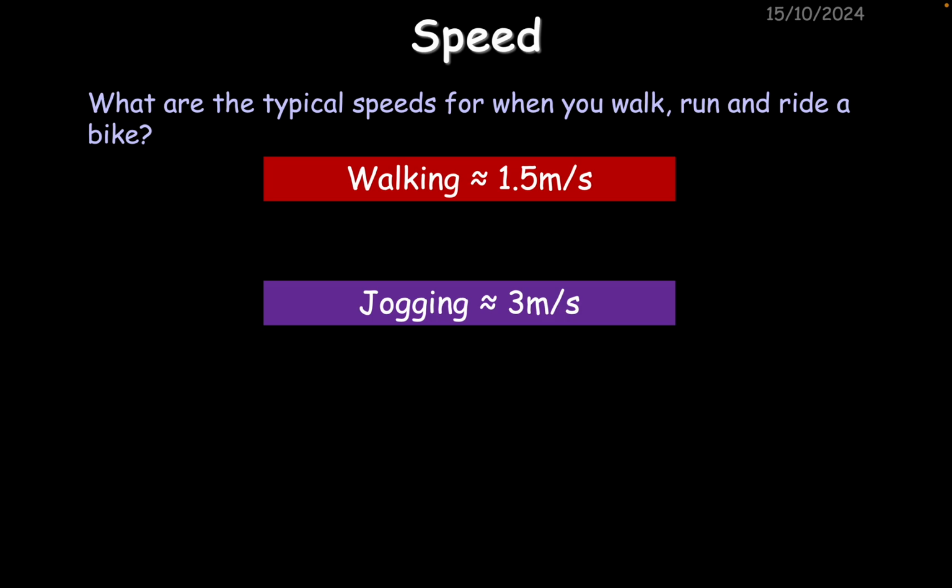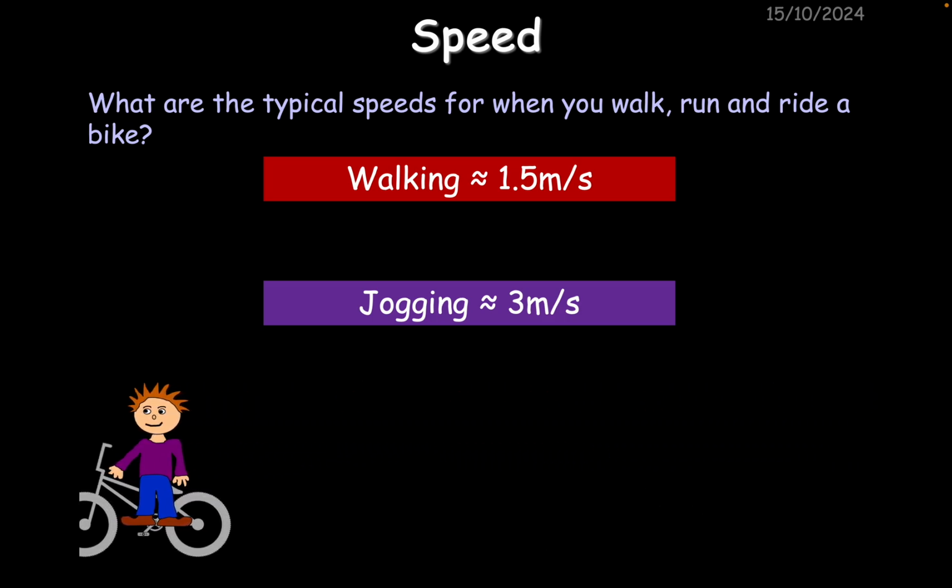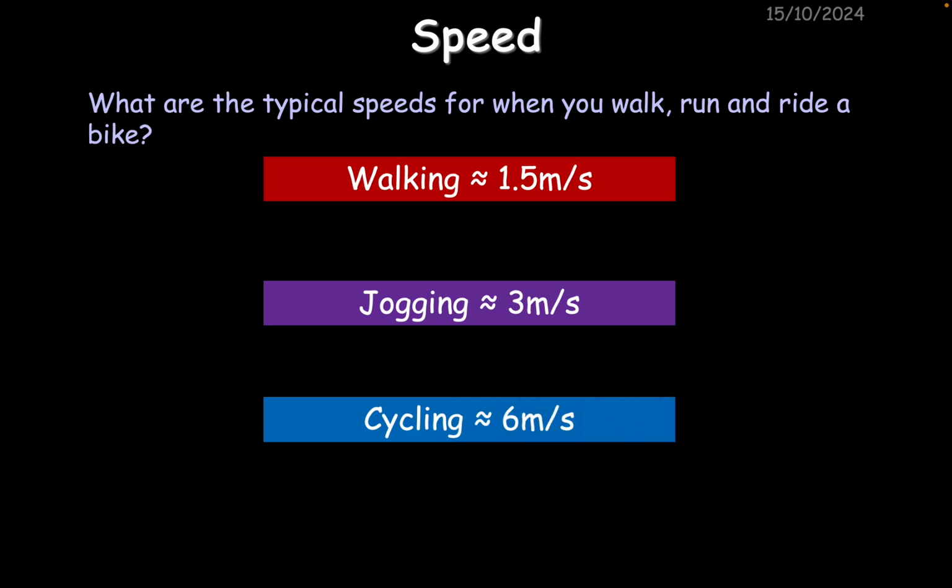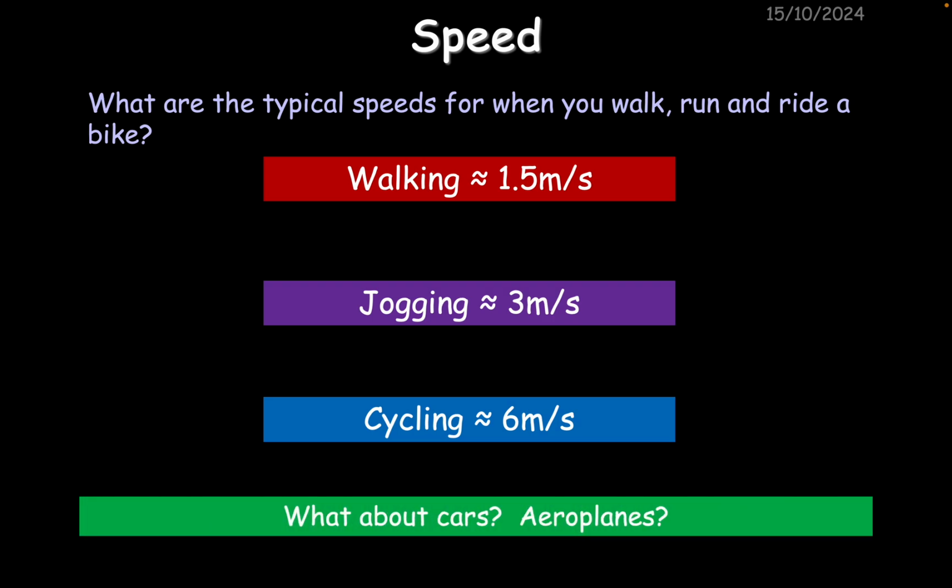And of course, if you're sprinting, the world record is about 10 meters per second, just over 10 meters per second, for Usain Bolt. Cycling, you can go faster, and you probably go faster than 10 meters per second, because I'm sure you can go faster than the top sprinter using the advantage a bicycle gives you, especially at top speed.